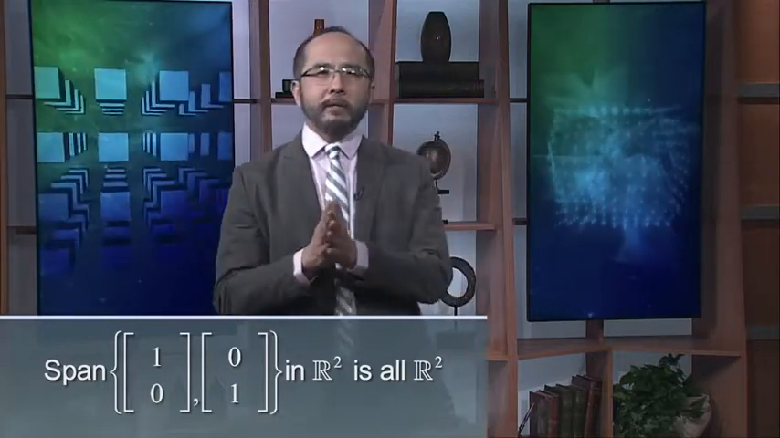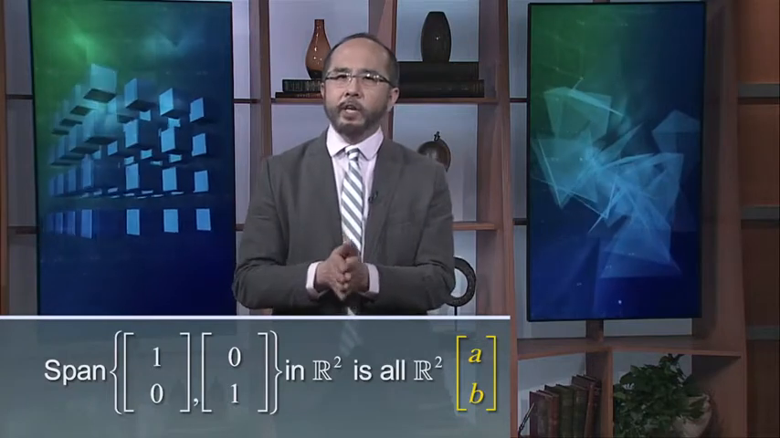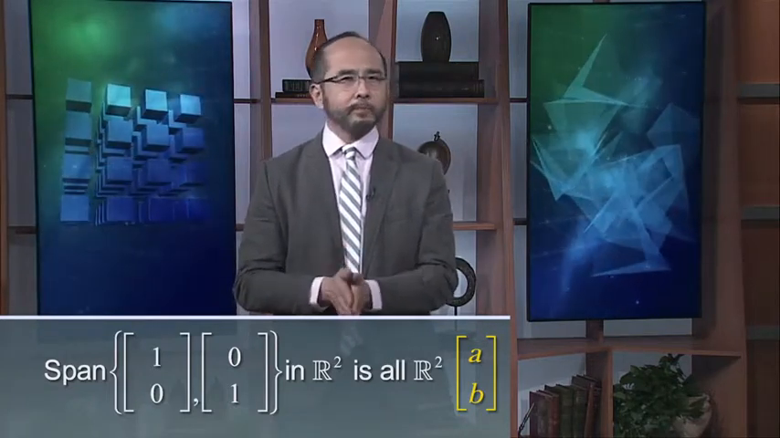So let us think about this. Can you get any vector A, B as a linear combination of 1, 0 and 0, 1? Well, sure you can. This is just what you do with the usual coordinate system. You march over A units in the x direction and B units in the y direction. And this is just doing the combination A times 1, 0 plus B times 0, 1. So the span of these 2 vectors is all of R2.